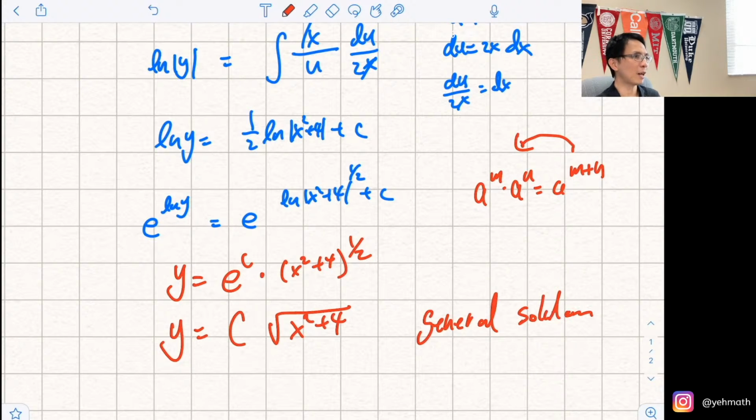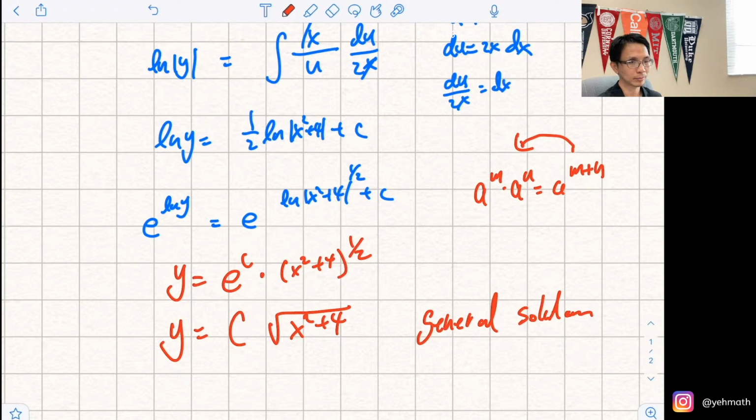A lot of the time they don't ask you for a general solution. They will ask you for a particular solution of the differential equation, but they give you an initial condition. If they give you an initial condition, you need to plug in to solve for c.